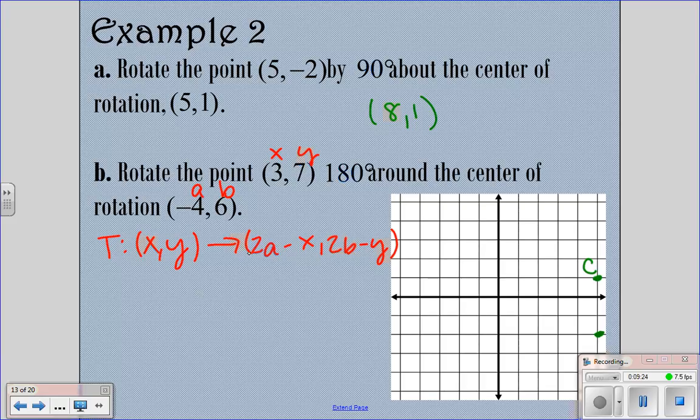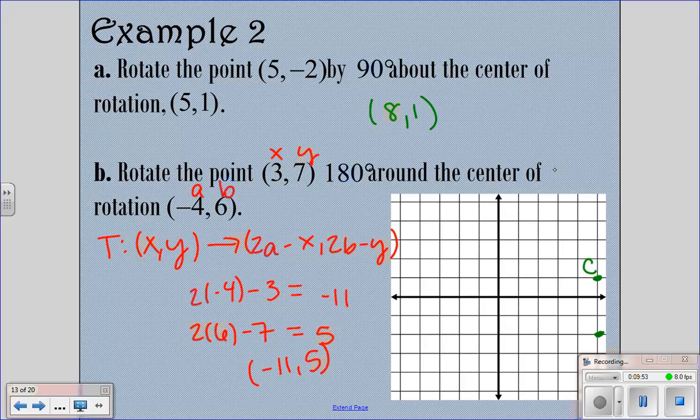So we would have 2 times negative 4 minus 3, which is going to be negative 11, and then we would have 2 times 6 minus 7, which is going to be 5. So our point would be negative 11, 5. Okay, so on that one we didn't have to use the graph, but if you wanted to, you could.